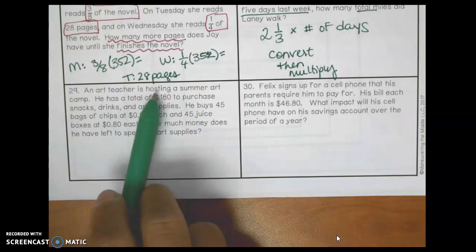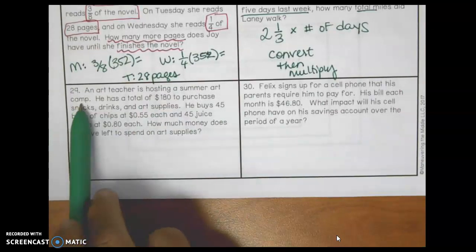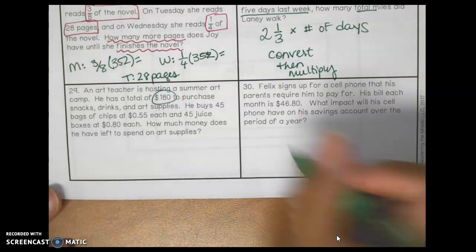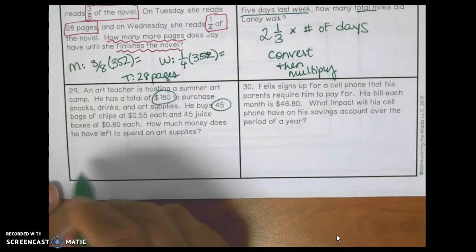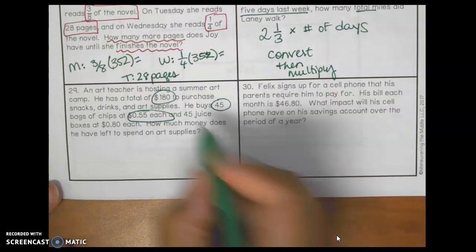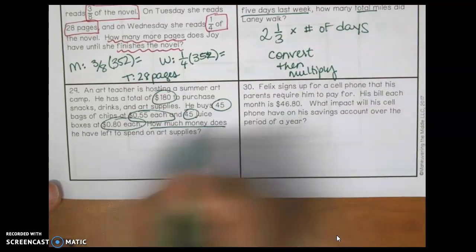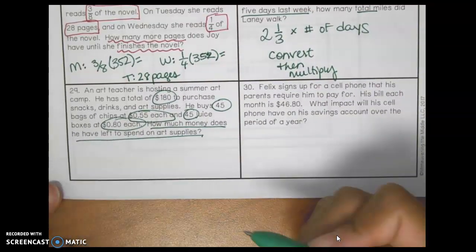Lastly, an art teacher is hosting a summer art camp. Well, not lastly, but second to last. He has a total of $180 to purchase snacks, drinks, and art supplies. He buys 45 bags of chips at 55 cents each and 45 juice boxes at 80 cents each. How much money does he have left to spend on the art supplies?